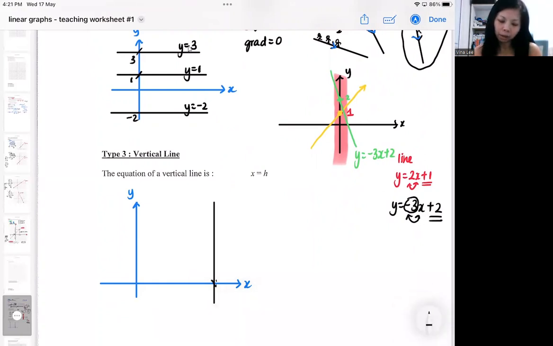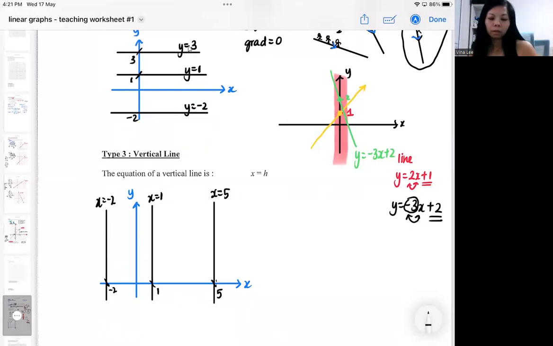For example, here this is a 5. The name will be x equal to 5. So even a perfectly vertical line also has a name. Like here, maybe it cuts at 1. If it cuts at 1, then the name will be x equal to 1. Maybe it cuts here, at -2. Then x is equal to -2.